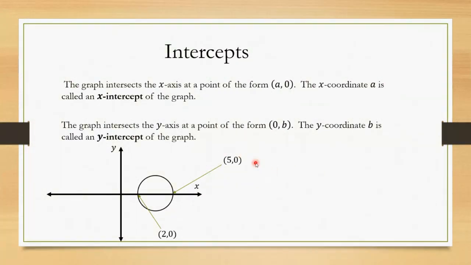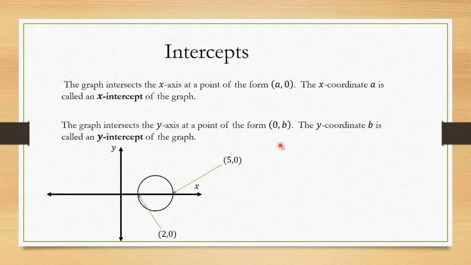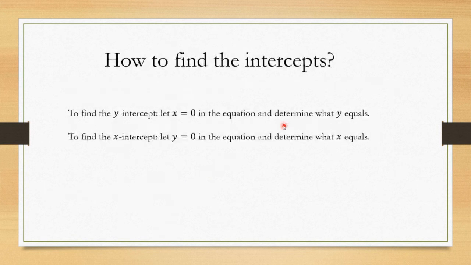Now, there are different ways of finding them. You could graph the equation, sketch the graph with Desmos or something, or you could solve for them algebraically. To solve for them algebraically, this is what you would do. Namely, to find the y-intercept, you would have to let x be equal to 0 and solve for y, right? That's what the definition is saying, right? When x is 0, whatever the y coordinate is, that's going to be your y-intercept.